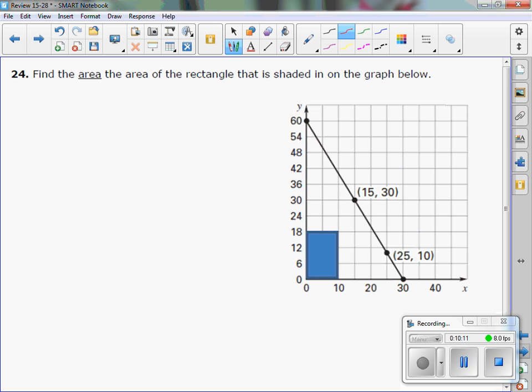Find the area of the rectangle that's shaded. So here's my rectangle that's shaded. It starts at 0 and goes to 10. So I can see that this base has a length of 10. My height goes from 0 to 18. So that has a length of 18. The area of a rectangle is length times width. So 18 times 10, which is 180 square units.